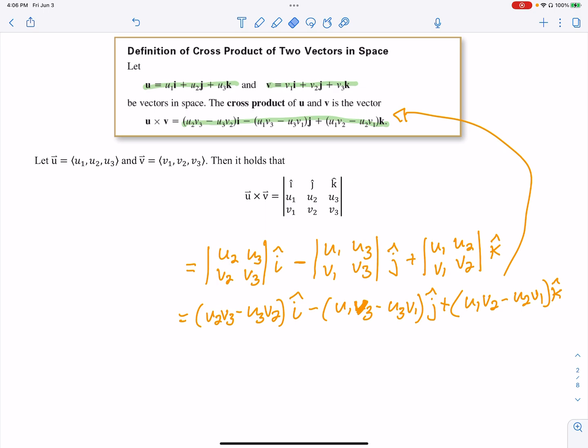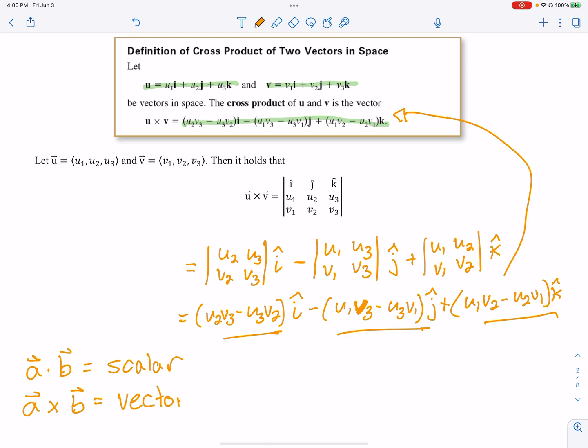A couple things I do want to point out here. The dot product, when I did a dot b, this equaled a scalar. When I do a cross b, notice that my answer has something i, something j, something k. I'm not going to get a scalar. I'm going to get a vector. So the scalar product, or the dot product, gives me a scalar, and the vector product, or the cross product, gives me a vector.